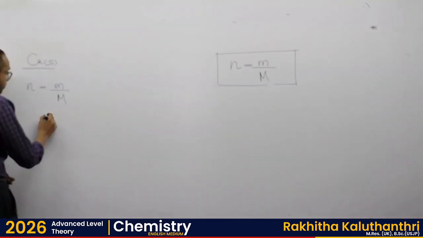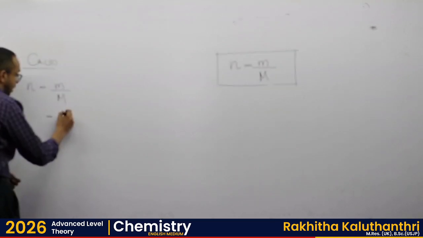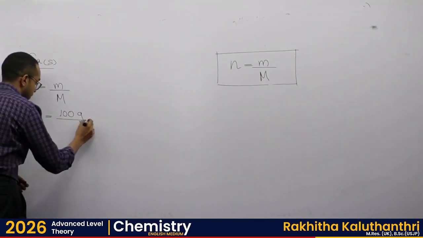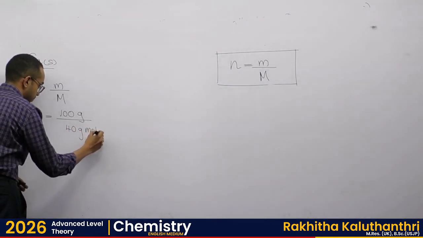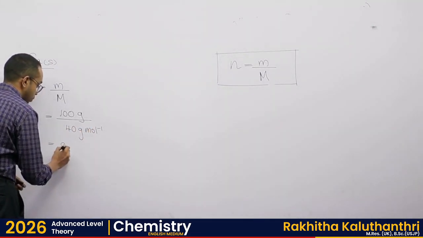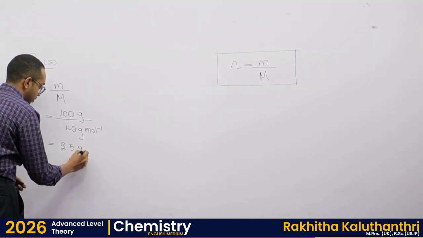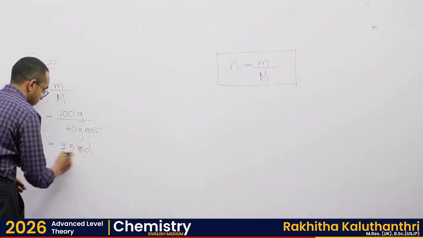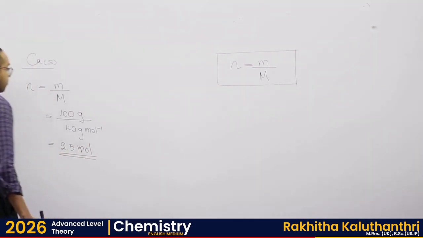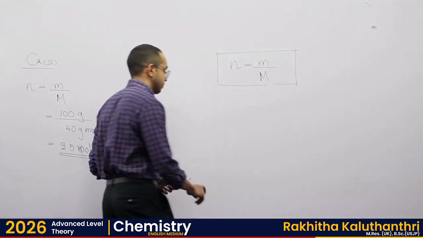So you can take down this example. 100 grams divided by 40 grams per mole becomes 2.5 mole. That is example number 1.